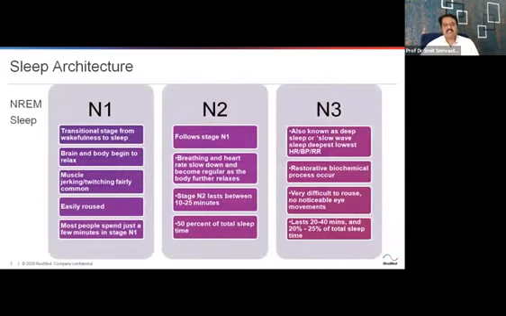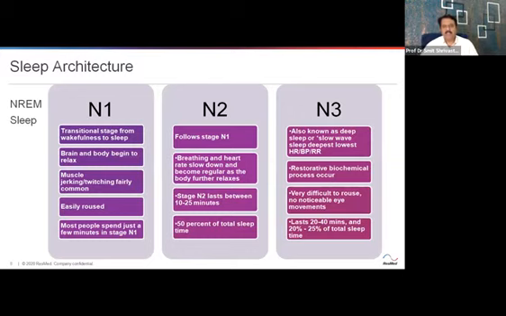The next stages have different subcategories also. The NREM sleep. N1 is the transitional stage from wakefulness to sleep, where actual sleep happens. The brain and body begin to relax. Muscles can have more jerking or twitching movements. Here again, the person can be easily roused from sleep, and most people spend just a few minutes in this, and they move to stage 2, which is N2.